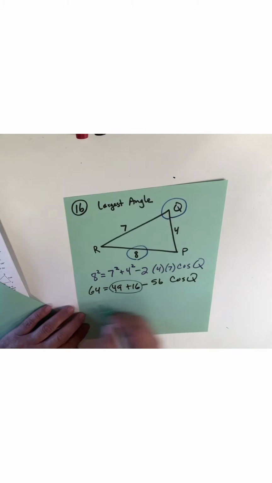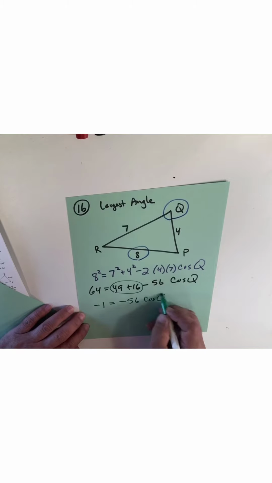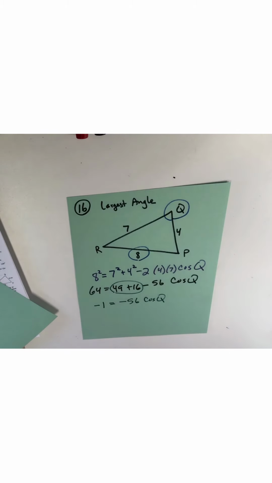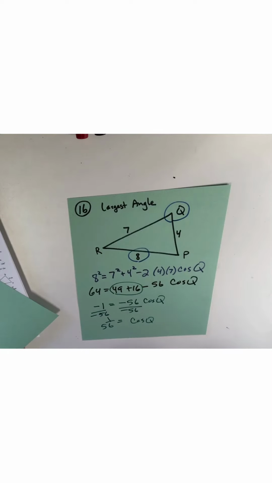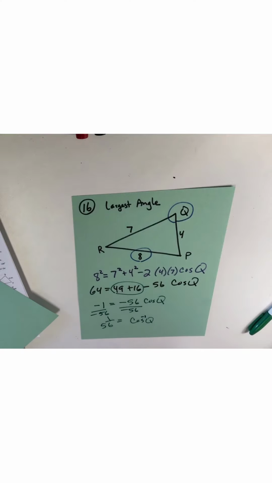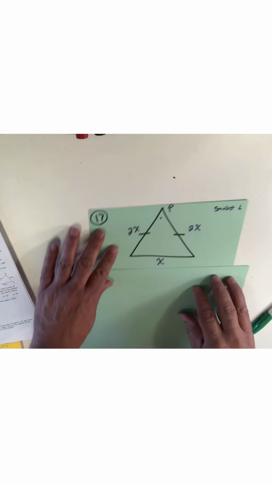When you bring this over, it's going to end up being -1 is equal to -56 cosine of Q. Okay. And let's see, I'm going to then divide by -56. And so the cosine of Q is equal to 1 over 56. To which you will hit the second function button, which will give you the little -1, and you'll find out what Q is. Okay? One last one for you, only because this one was a little bit of trickery the way they stated it.